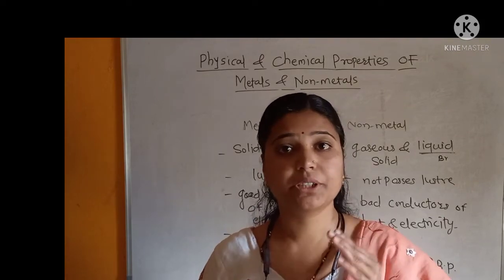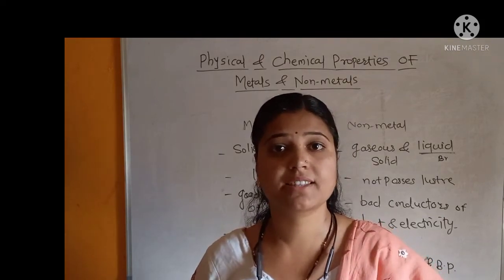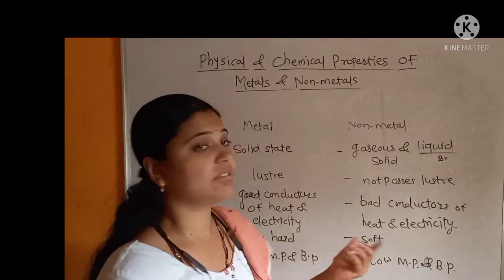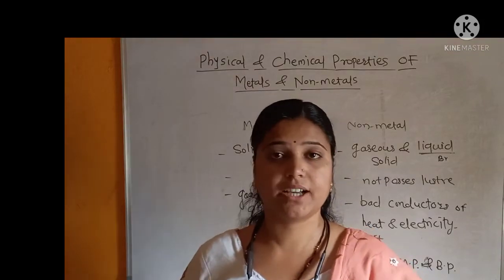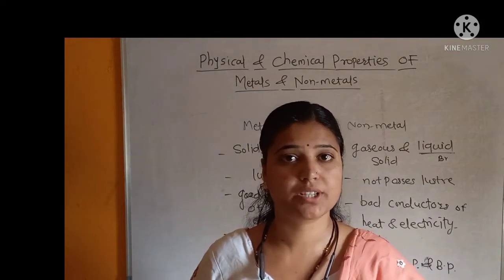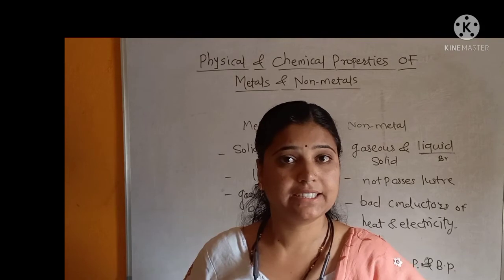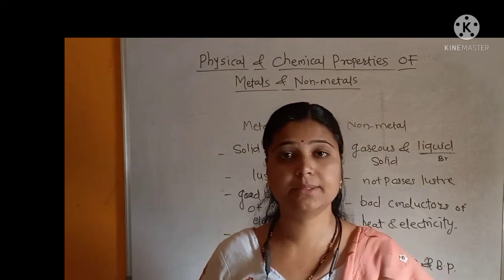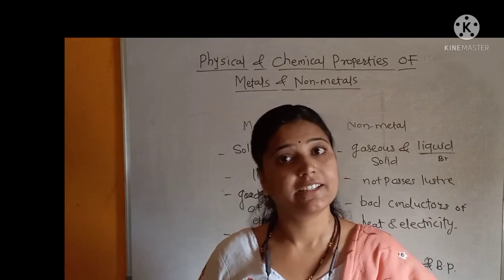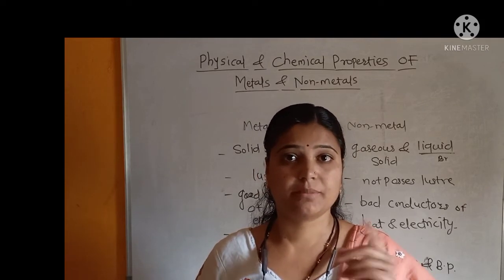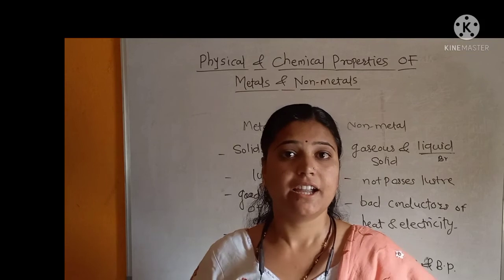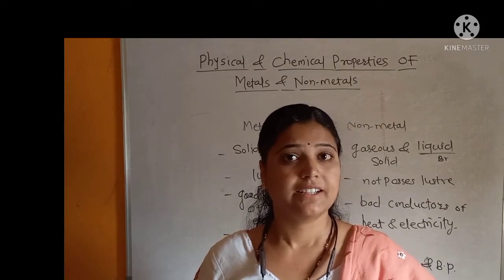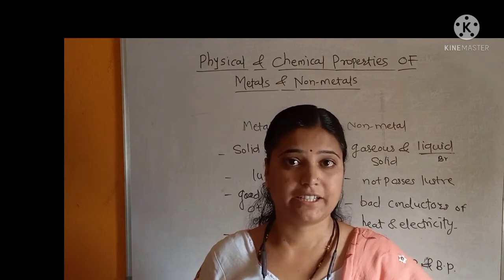But before that, we should know what exactly metals are and why they are good conductors of electricity and heat, while non-metals are bad conductors of heat and electricity. What is the reason? The reason is that metals have free electrons in their last orbit, and these free electrons are used for conducting heat and electricity. In non-metals no free electrons are present, hence they are bad conductors of heat and electricity.